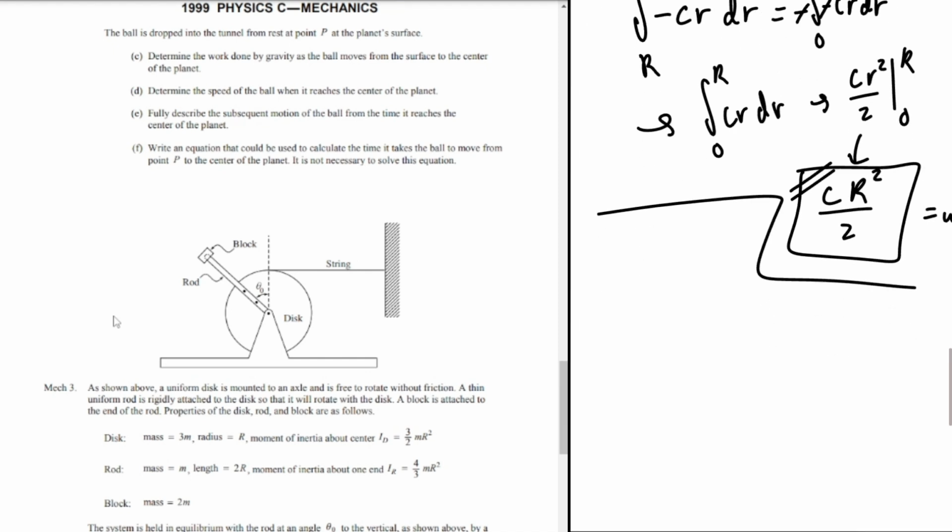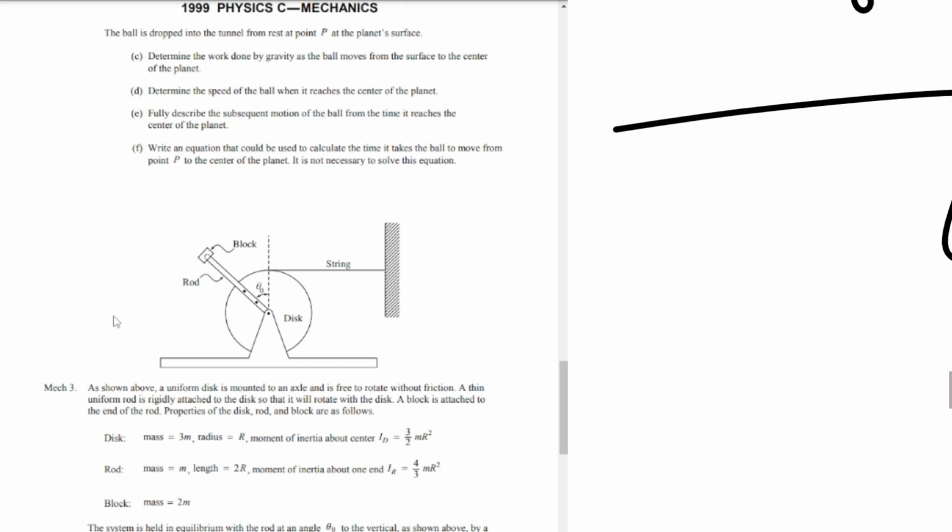Okay, that question's done. Ooh, running out of space. So let's see, part D. I'll lower this so I can have more space. So part D asks me, determine the speed of the ball when it reaches the center of the planet.